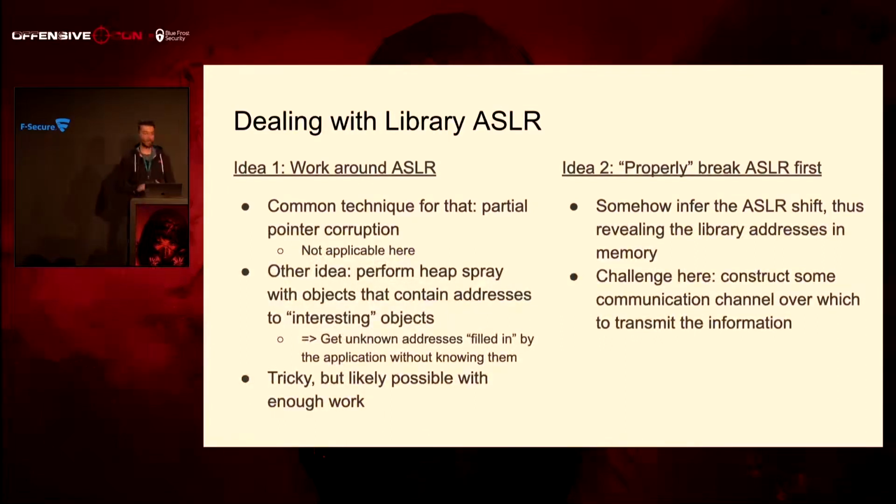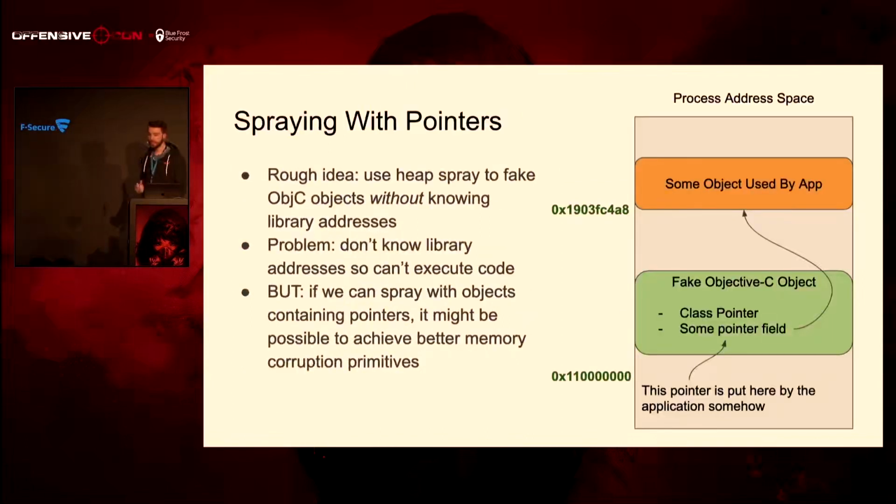The idea for the first one is basically to work around ASLR and deal with not knowing these addresses. One typical example here is partial pointer overrides. If you have a 1 byte override into a pointer, then you can do some interesting stuff without actually knowing where the pointer points to. This doesn't work here because of the bug. The bug is like an absolute address deref, but maybe we can do something similar. And the second idea is to properly break ASLR and get addresses to then fake objects and so on. Start with the first one.